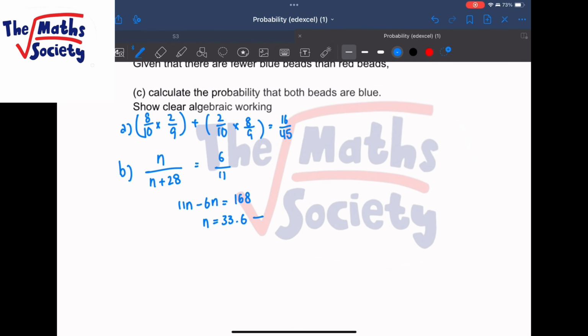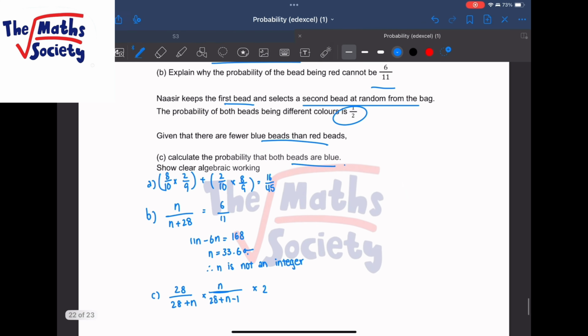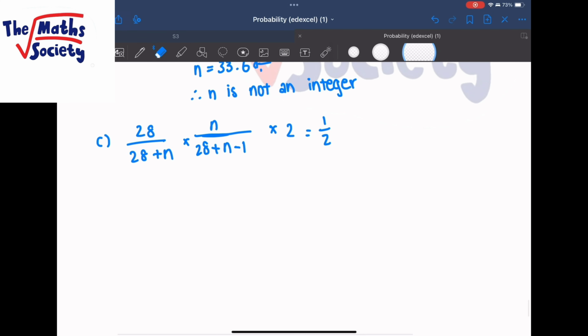Okay, and then C says that he keeps the first bead and selects the second bead at random. The probability of both beads being different colors is 1 by 2. And given that there are fewer blue beads than red beads, therefore both beads are blue. We need to make sure that they're all blue. So we know that we have 28 by 28 plus n, multiply n by 28 plus n minus 1. That equals, oh sorry, we need to multiply by 2 because we're taking 2. That equals 1 by 2. Just need to solve this.